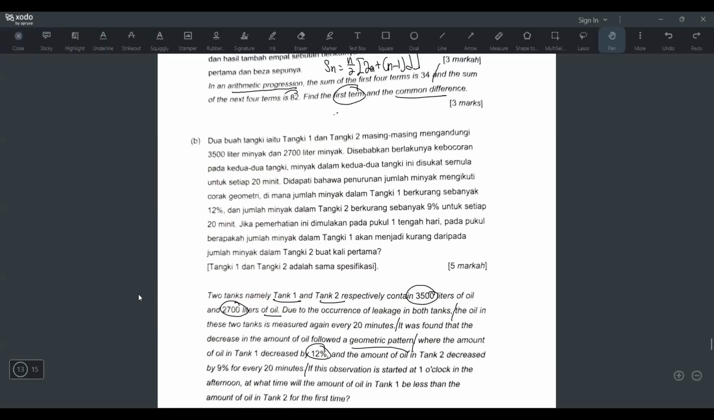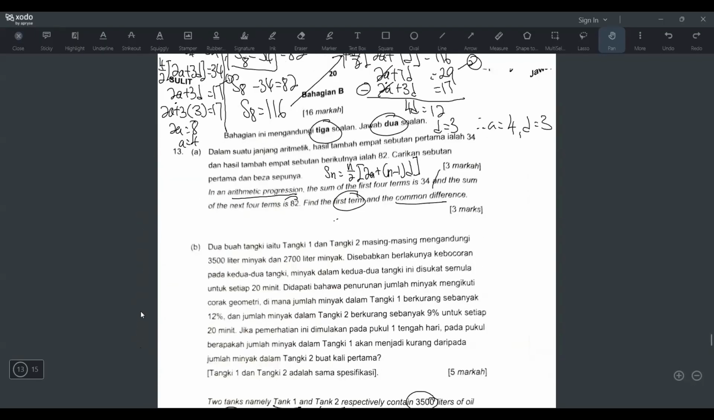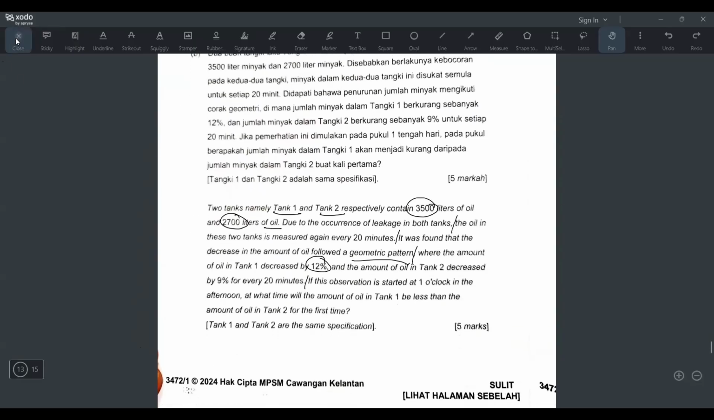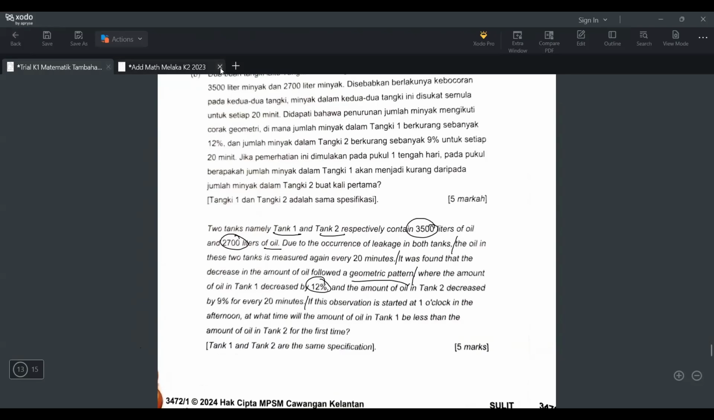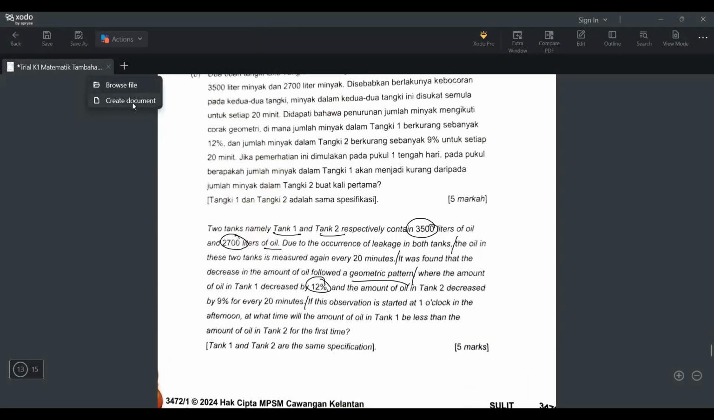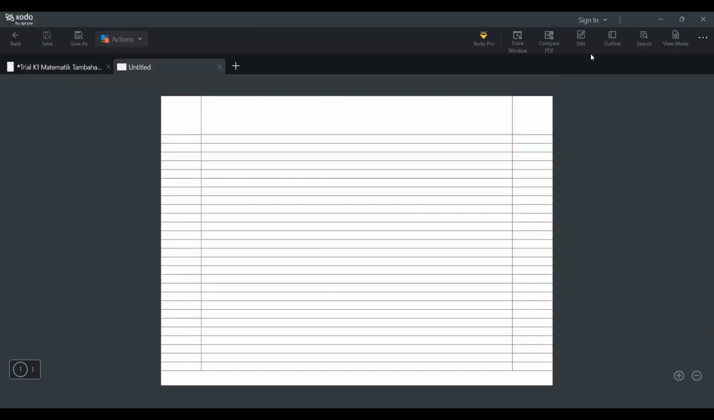Okay, I think I have to write down the information. I need some space here. I really need a lot of space. So what should I do? I will just create a new document here. I will make it landscape. Okay, I'll just do it here.